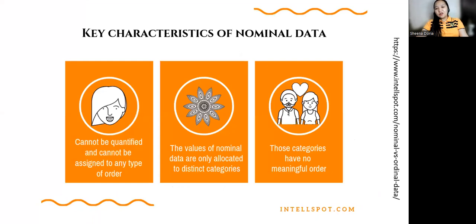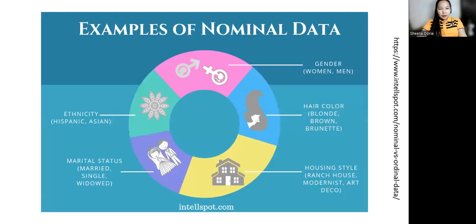The key characteristics of nominal data is number one, it cannot be quantified and cannot be assigned to any type of order. So, wala siyang order, as in, female is not greater than male if we are talking about gender. Number two, the values of nominal data are allocated to distinct categories. And number three, those categories have no meaningful order. Whether you assign it as 10, 9, or even 100, they have no meaning because para lang siyang codes just to classify. So what are the examples of nominal data?